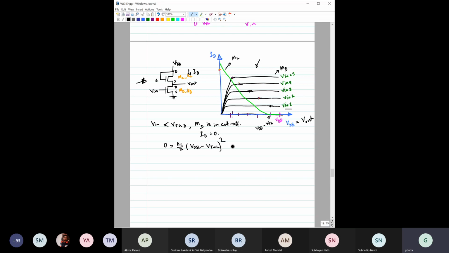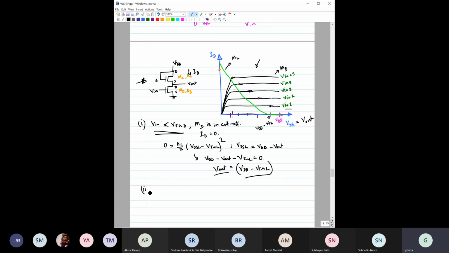Okay. Again, VDSL can be written as VDD minus V out, right? So from this equation, we can write VDD minus V out minus VTNL equal to 0. So V out would be equal to VDD minus VTNL. So also here you can see that V output would be equal to VDD minus VTNL for this part, right?